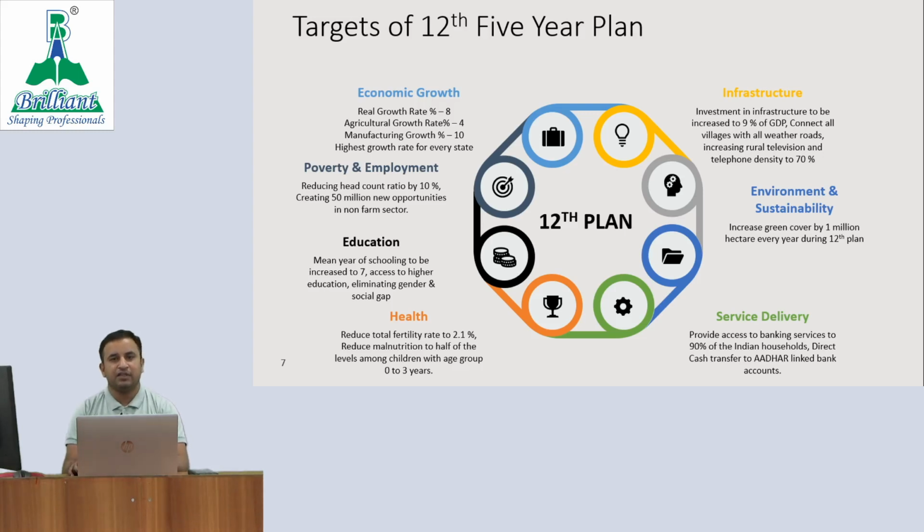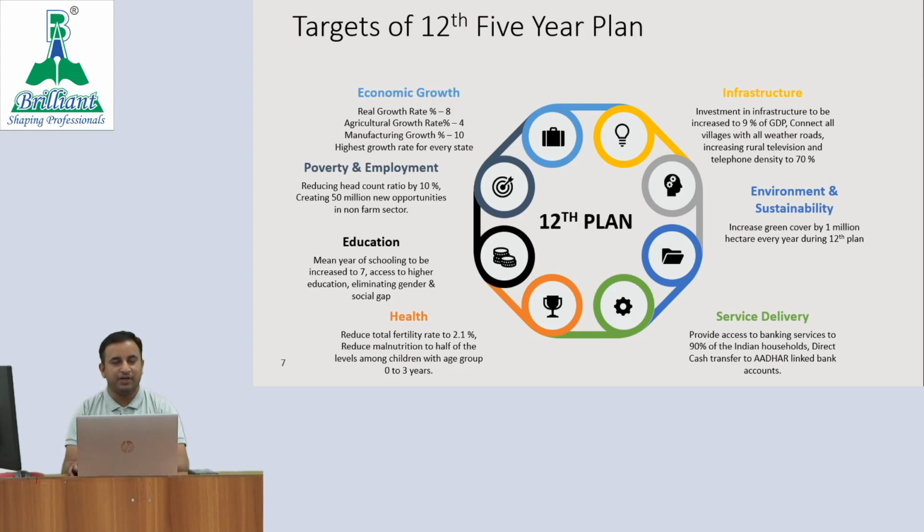In the infrastructure field also, realistic targets were set, where investment in infrastructure was predicted to be increased to 9% of the GDP. It was decided that all the villages will be connected by all-weather roads, and it was also decided that the television and the telephone density would be increased to 70% in the rural areas.